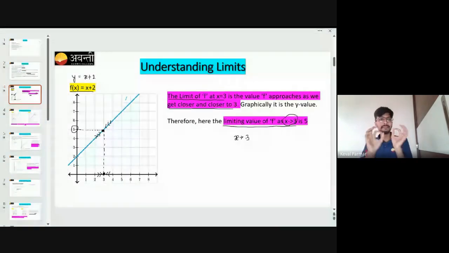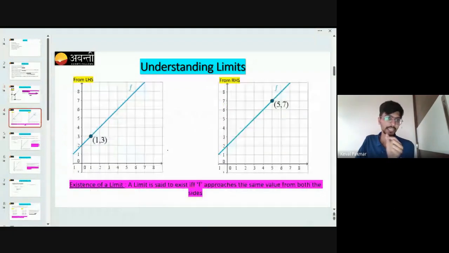So what is the limiting value of the function? The limiting value of the function as x tends to 3 is 5, because from both the sides we are getting 5. To make it more clear, there is a small animation which you would like to see.